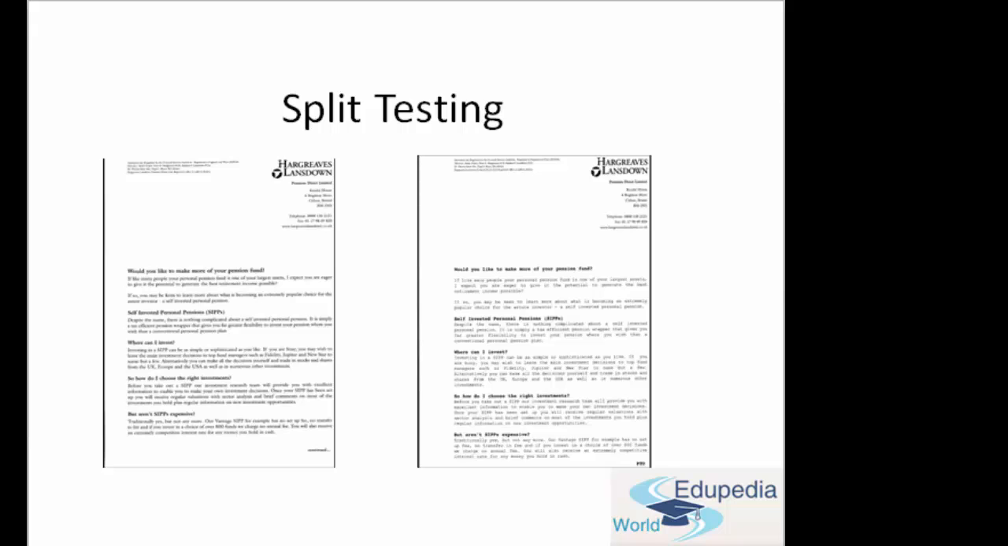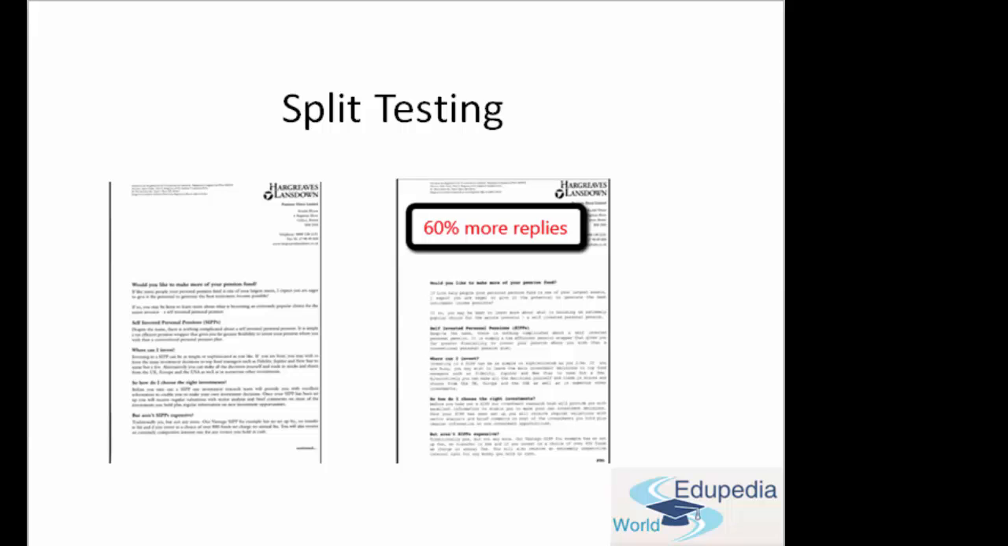Interestingly enough, and this was quite amazing, this was a letter put out by a true great, Drayton Bird. He was talking about a letter on the left and a letter on the right, and as you can see, the difference is very, very slight. It's just the bold face on one. But if you have a look, the letter on the right got 60% more replies. 60%. So you'll be amazed at how sometimes the slightest difference can make a really big impact. 60% more replies purely because of the bold face.